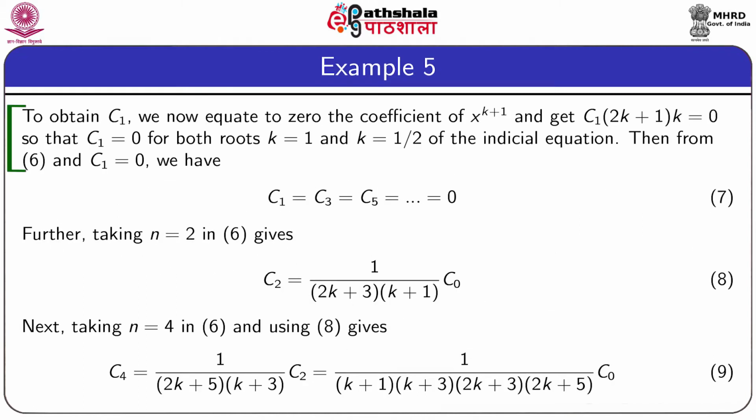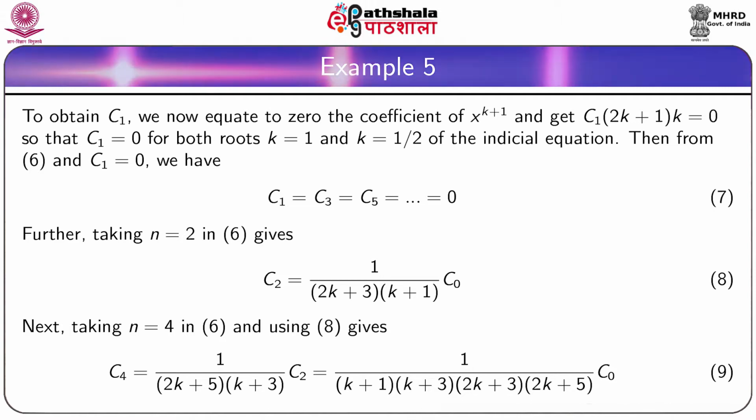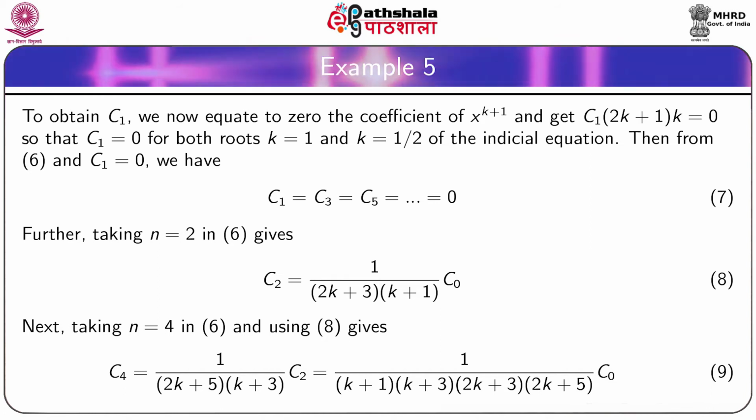Now, to obtain c 1, we equate to 0 the coefficient of x to the power k plus 1, and we get c 1 multiplied by 2 k plus 1 into k equal to 0. If you substitute k equal to 1 and half in the equation c 1 into 2 k plus 1 into k equal to 0, you will see that this does not vanish for the values of k equal to half and 1. Hence, the only conclusion is c 1 equal to 0. And hence, from 6, we will get c 3, c 5, c 7, all the odd coefficients to be 0, given by equation number 7.